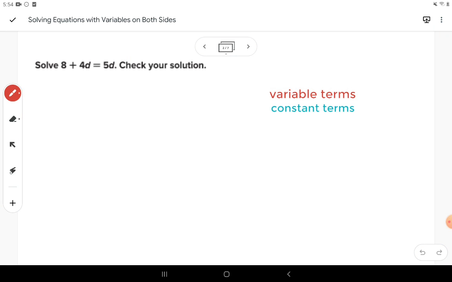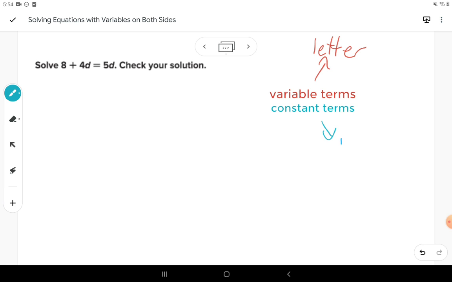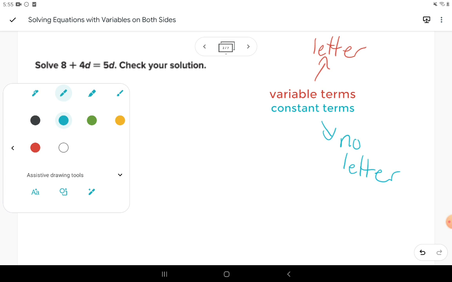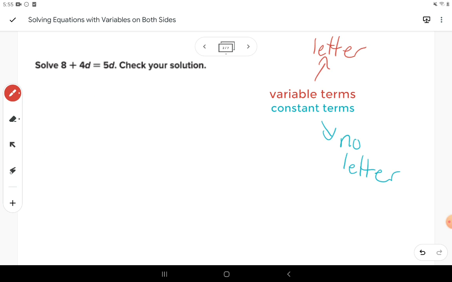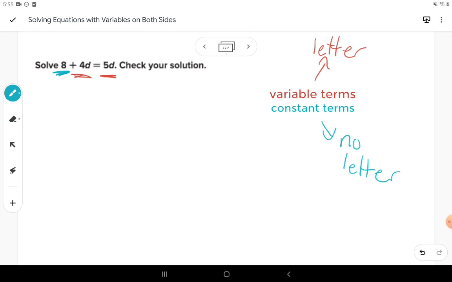So when you have an equation where you have variables on both sides of the equal sign, we first care about categorizing our terms. We have variable terms that have a variable or a letter in the term, and we have constant terms, which will not have a letter attached to them. So when I first categorize these, I see that 4D and 5D are our variable terms, and 8 is our constant term.